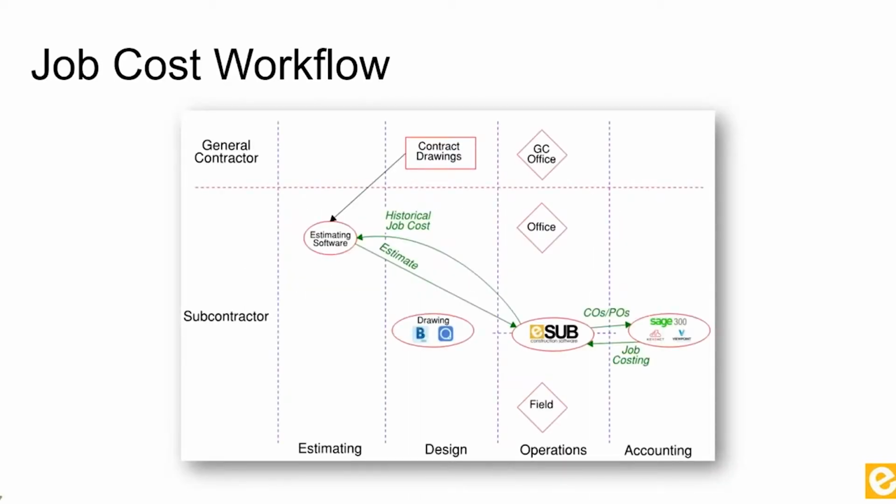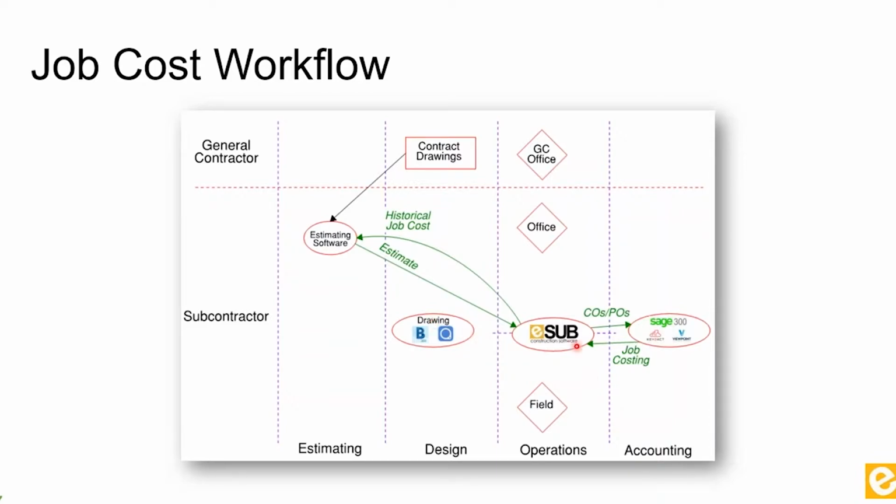So here's an example of our job cost workflow. We can actually use eSUB. We're going to create any change orders and purchase orders in eSUB, send them into Sage, and now we're getting that job costing out. In the meantime, we create an estimate in our estimating software and send it into eSUB. We can support it if you create it in your estimating software and send it directly to eSUB, or if you want to put it into your Sage software or Viewpoint or Key to Act first, and then we can import it via our connector or a flat file.